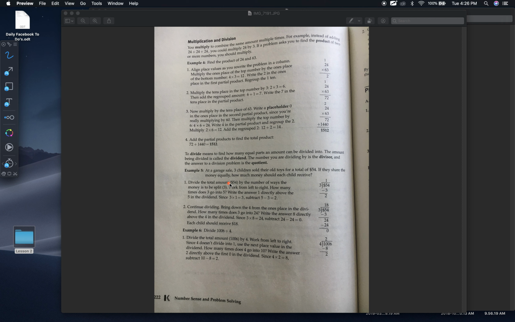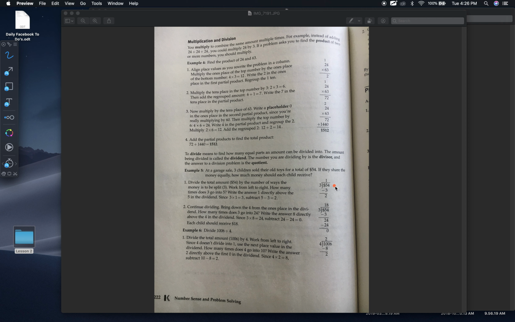Okay, so divide the total amount, 54, by the number of ways the money is to be split, which is 3. Work from left to right. How many times does 3 go into 5? Write the answer 1 directly above the 5. So that means you don't just go 3 goes into 54, because that's a pretty long number, and maybe you can't do that in your head.